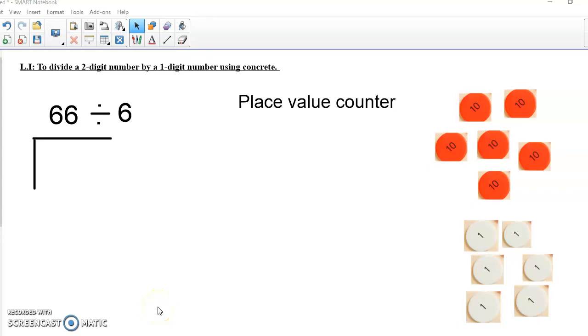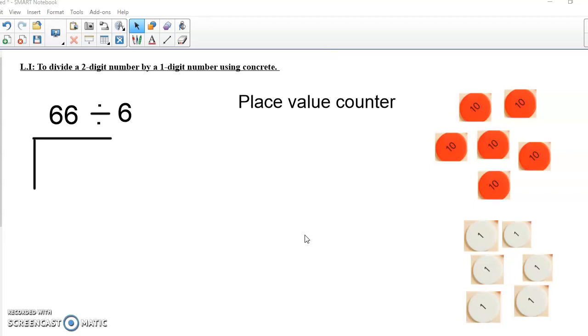Hello, today we are going to be dividing a 2-digit number by a 1-digit number using concrete materials. We are going to be using a place value counter to help children to understand how to divide a number. We all know that children struggle to divide, so using a place value counter helps them to understand what is actually happening to the numbers when they divide.